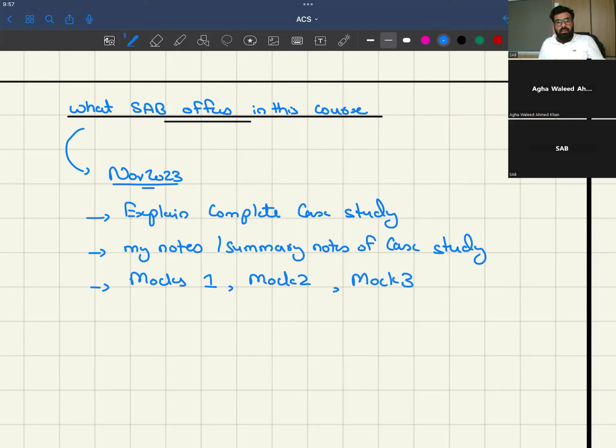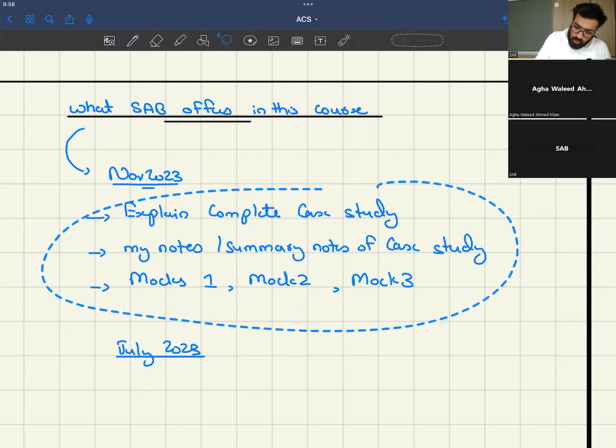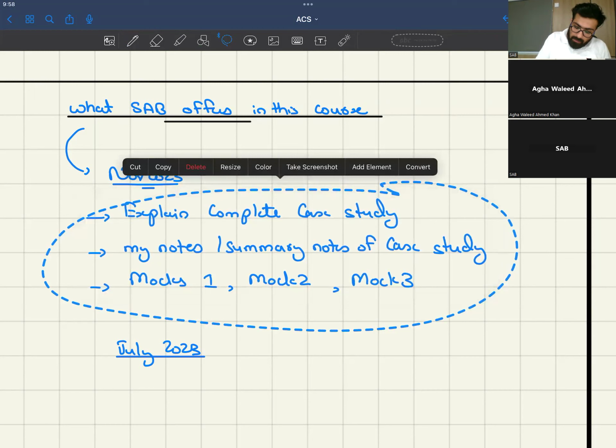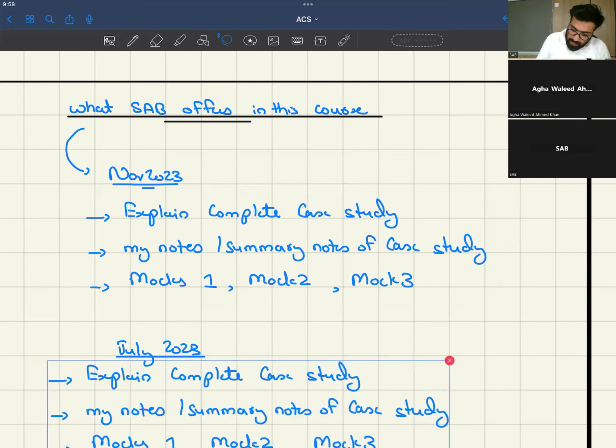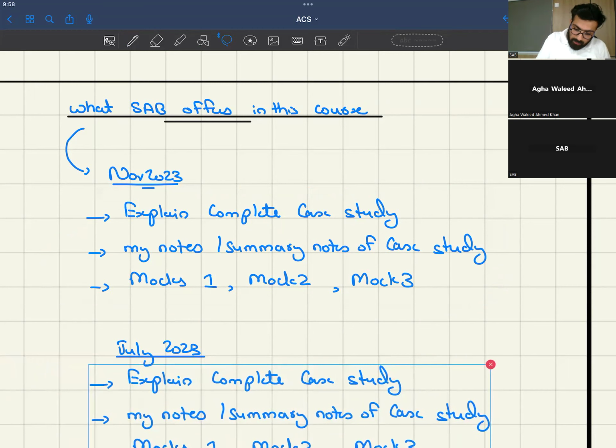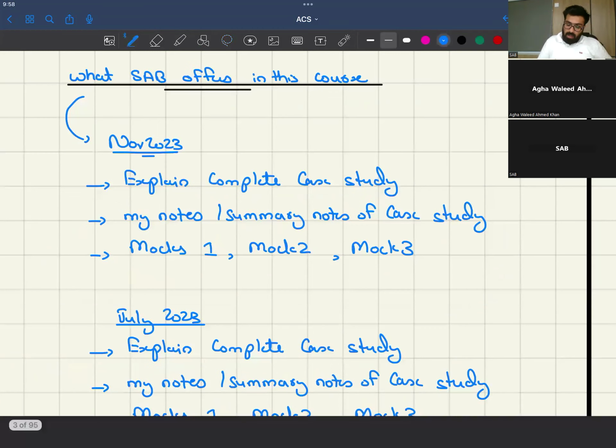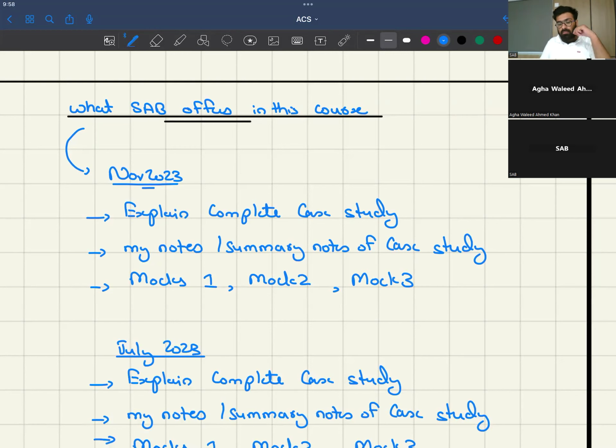Similarly, if we have done that and you haven't got the case, I assume we are doing this before the case of the recent attempt is published. Then we'll go on to July 2023. Again, the same things will be done, and so forth. As many attempts as we have, we're going to be doing that.